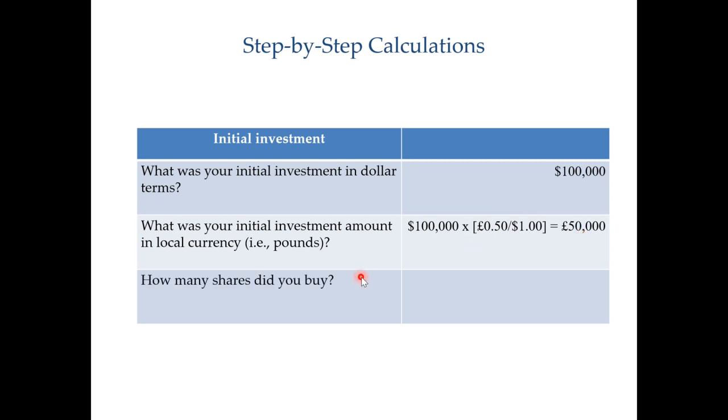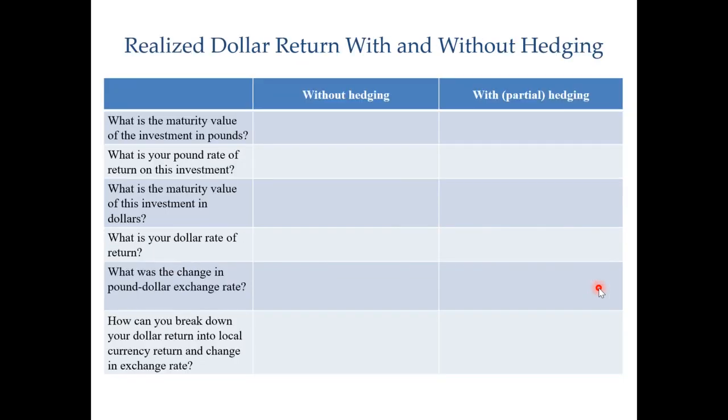Then how many shares did you buy? Since each share was worth £50 at the beginning, this means that we bought 1,000 shares. So this is just a summary of our initial investment, our beginning point. So we bought 1,000 shares of this British stock. So now, what will be your return in dollar terms with and without hedging?